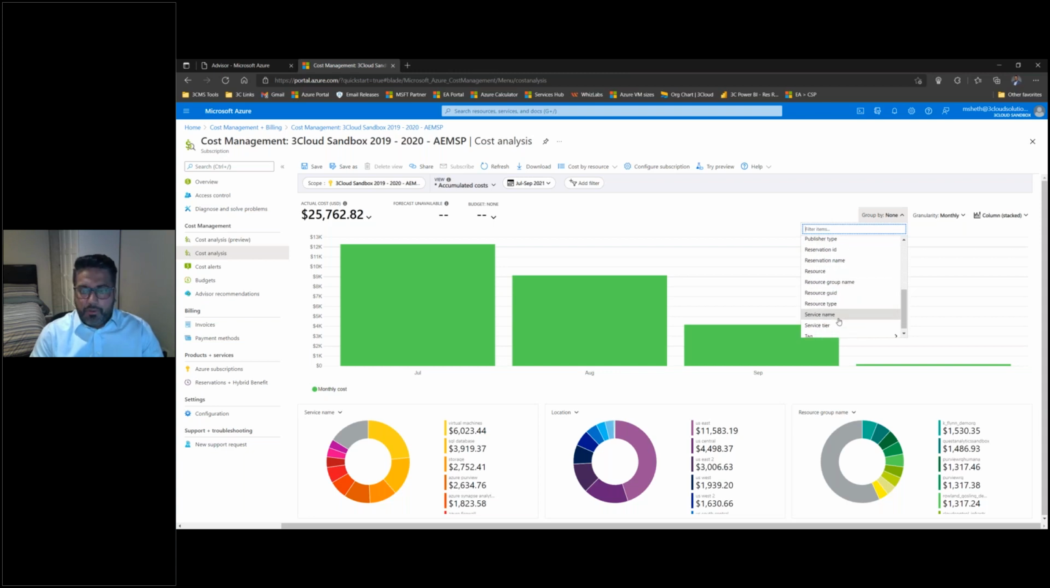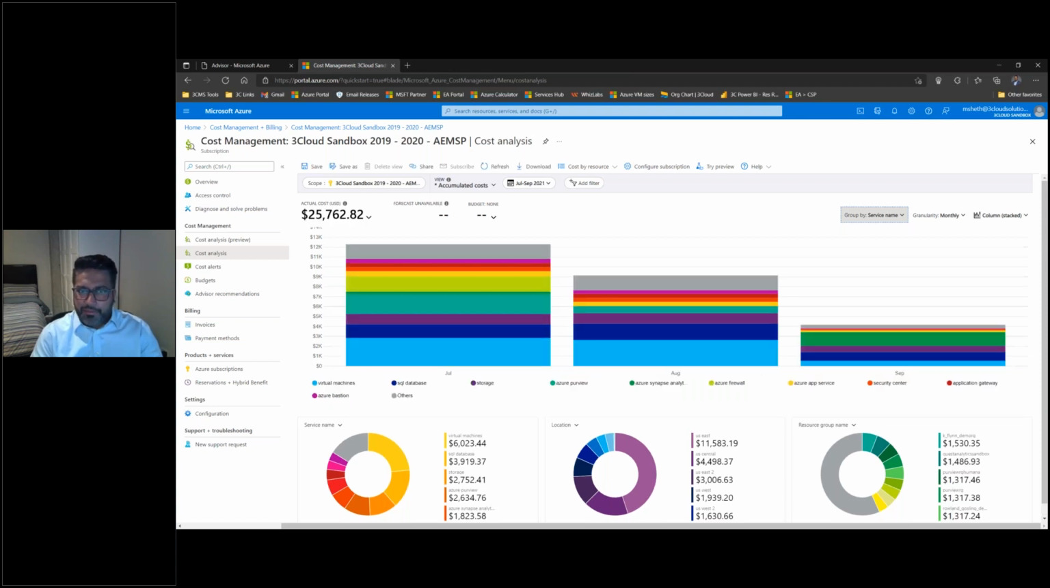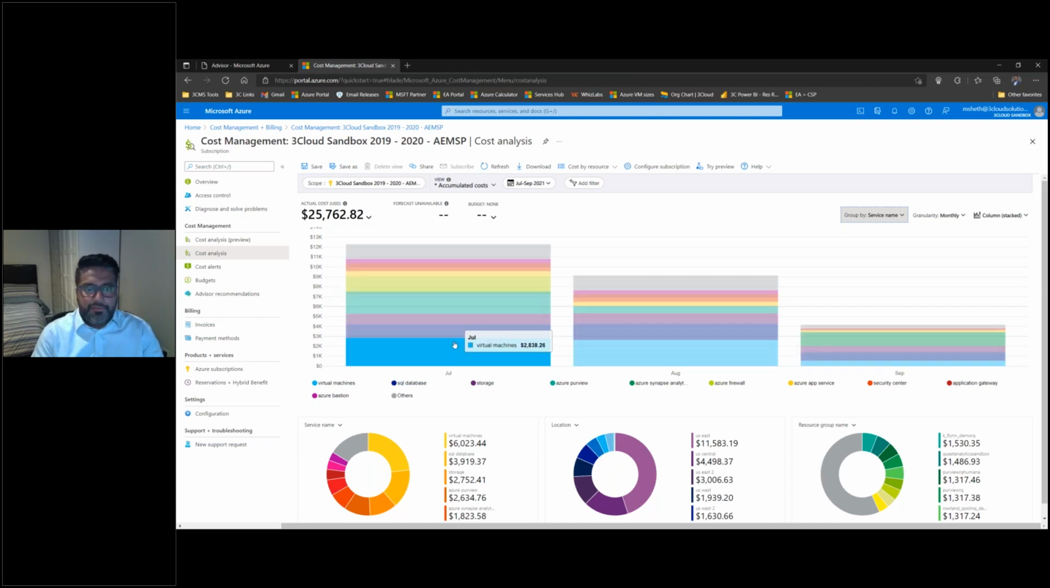For those of you on the call who look at invoices, you'll see that the names in service name or meter category are most aligned with what you're being charged, the meter line item in your invoice. So these are the things that will translate the most: virtual machine fees, storage fees, if you're paying for Purview, firewall, Security Center, and so on. Now I have this grouped graph, and I can hover over any one of these items and see the dollar amount, with the color coding here so I can see the trend.